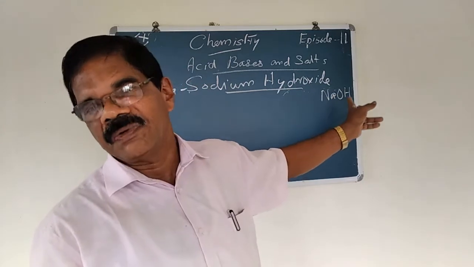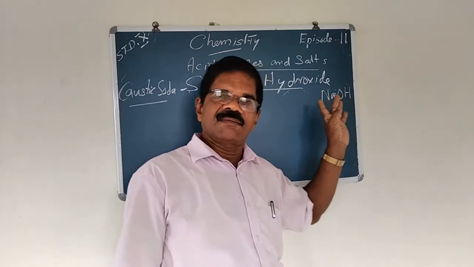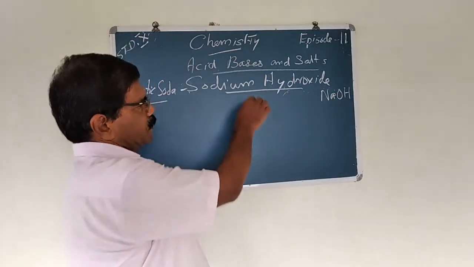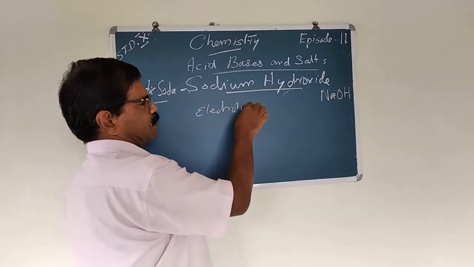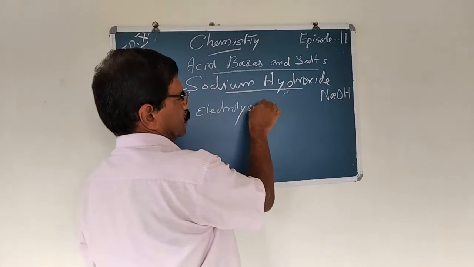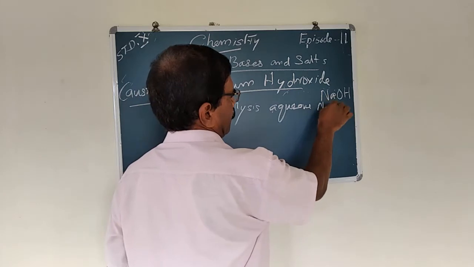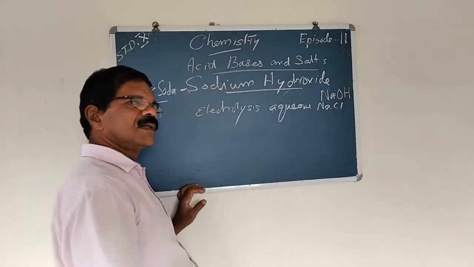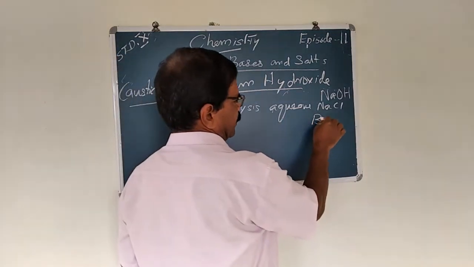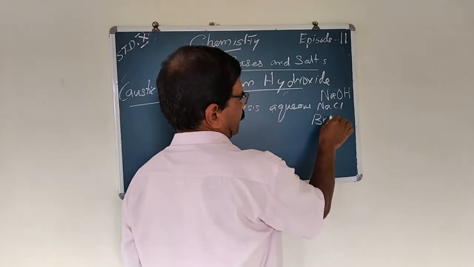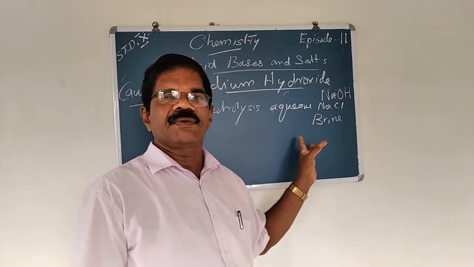You are familiar with the word aquarium, AQU. They are similar; the usage has the same meaning. That is aquarium, and that is aqueous solution. So sodium hydroxide is prepared by the electrolysis of aqueous sodium chloride. Aqueous sodium chloride is also known as brine. Brine is the commercial or industrial name of aqueous sodium chloride.